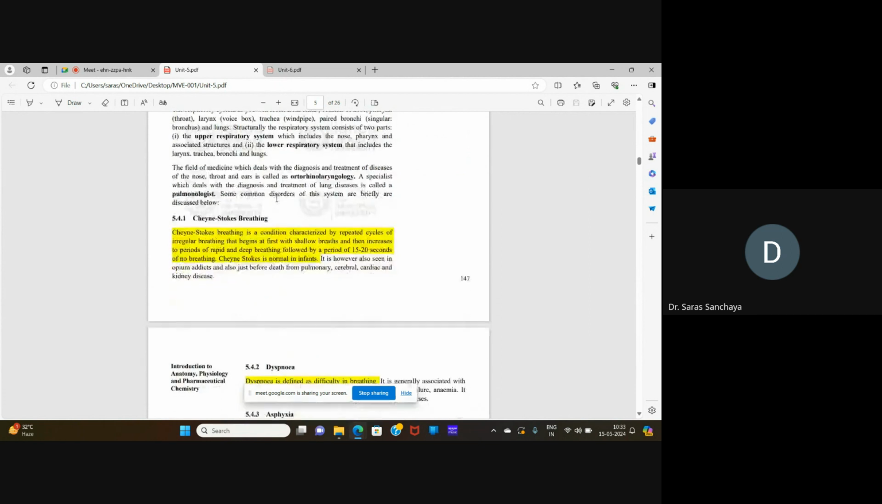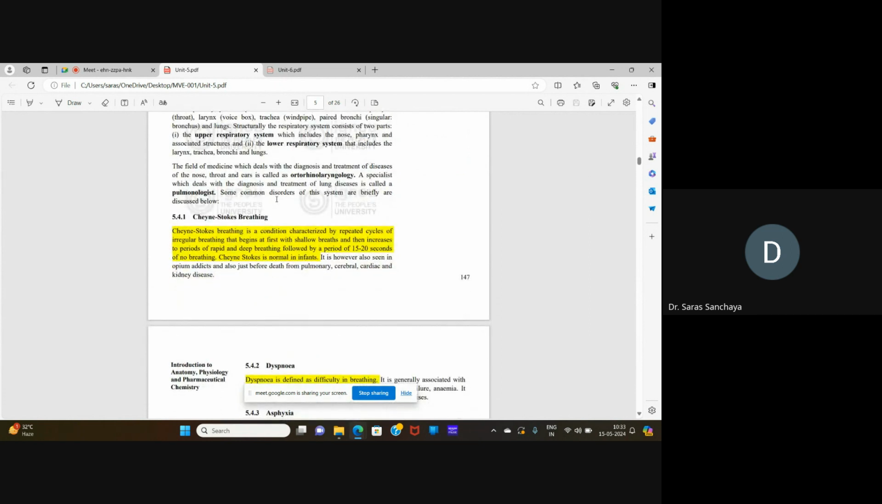Cheyne-Stokes breathing. Cheyne-Stokes breathing is a condition characterized by repeated cycles of irregular breathing that begins at first with shallow breaths and then increases to periods of rapid deep breathing followed by a period of 15 to 20 seconds of no breathing. Cheyne-Stokes breathing is normal in infants, but if it is occurring in adults, it is abnormal and it is a condition of respiratory disease.